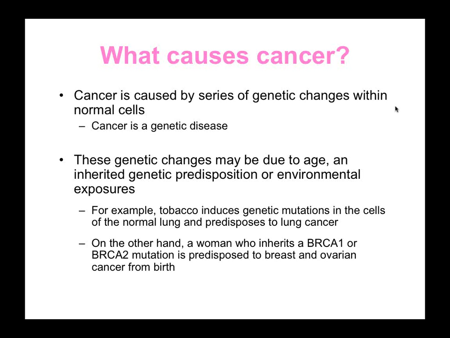On the other hand, if you look at a woman who inherits a BRCA1 or BRCA2 mutation, this is a genetic change that is inherited, and it's present from birth. So that predisposition is with that woman from the time of birth. It's different in terms of the timing with these different causes, but ultimately the end result is the same, and genetic changes accumulate in the cells that ultimately lead down the path to cancer formation.